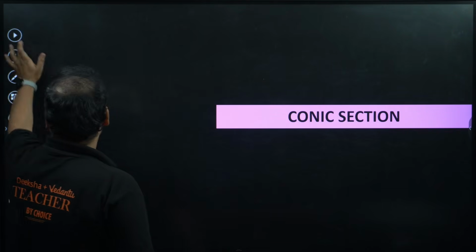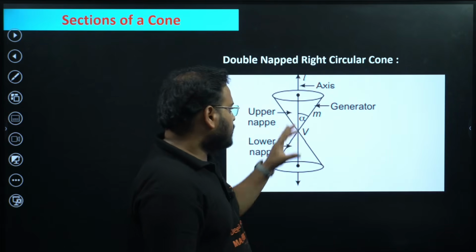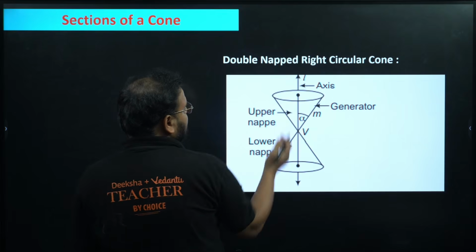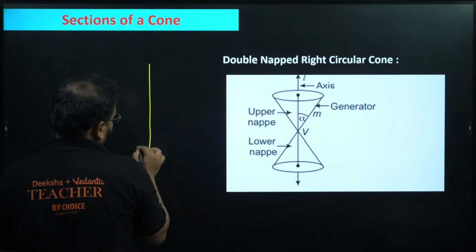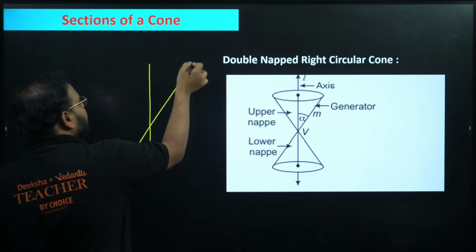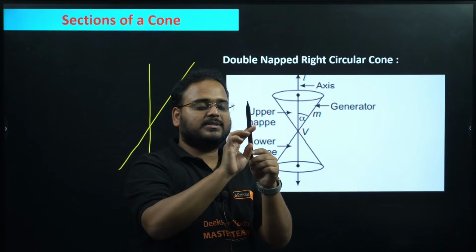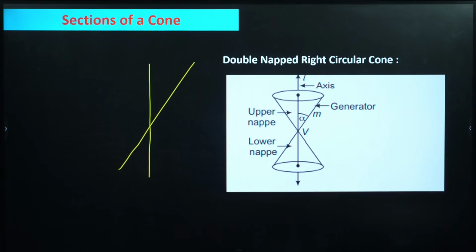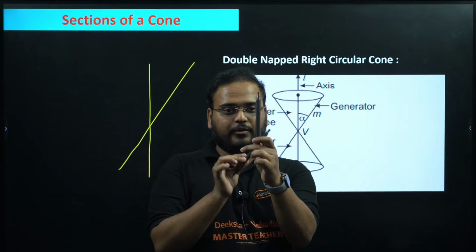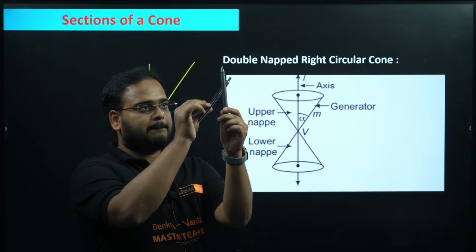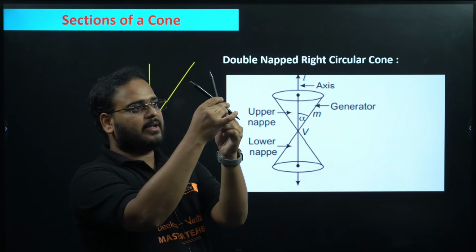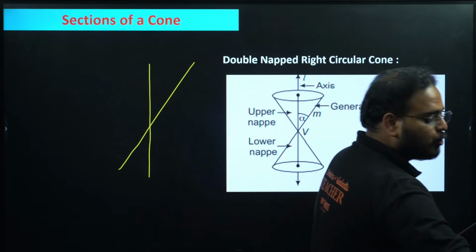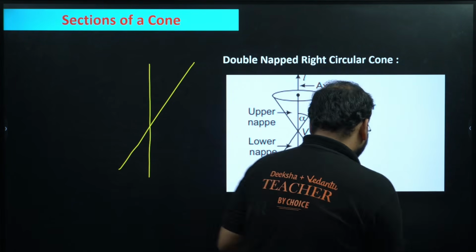Let's start. Sections of a cone. If you see a double napped cone, it means if you take an axis and take a line like this, and start making this line go over here. Let me show you with another pen. If you take an axis like this and try to move it like this, what are you getting? You're getting a formation of a double napped cone. It means it is a cone having two sides in it.